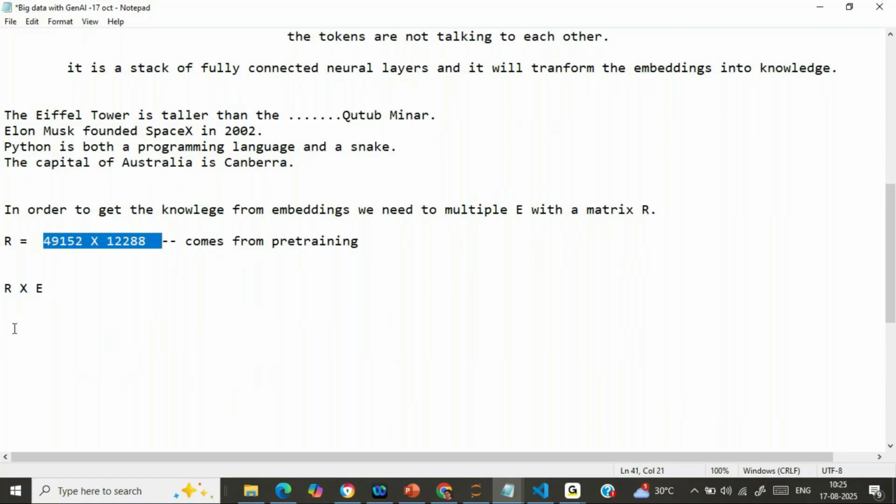So what is the size of E? Guys, what is the size of E? Each token, and how many dimensions are there in GPT-3? We are going to multiply each token, and each token will have how many values or floating points?